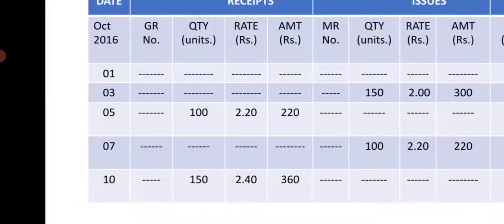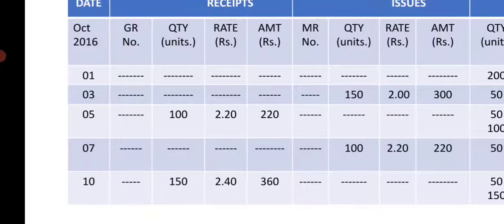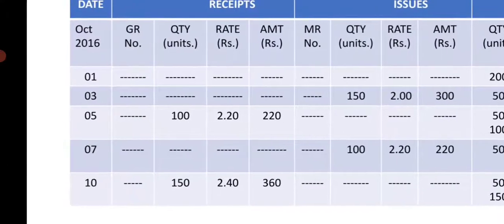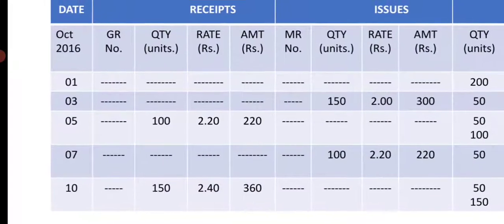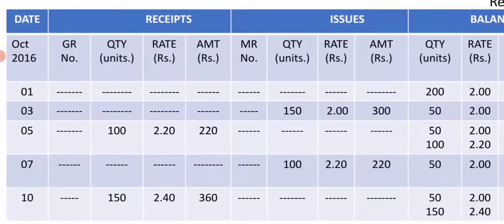Next transaction is 5/10/2016. Purchase 100 units at the rate of rupees 2.20. So purchase should be written on the receipt column. Quantity is 100, GR number is not given. Quantity is 100, rate is 2.20. So 100 into 2.20, 220 rupees.